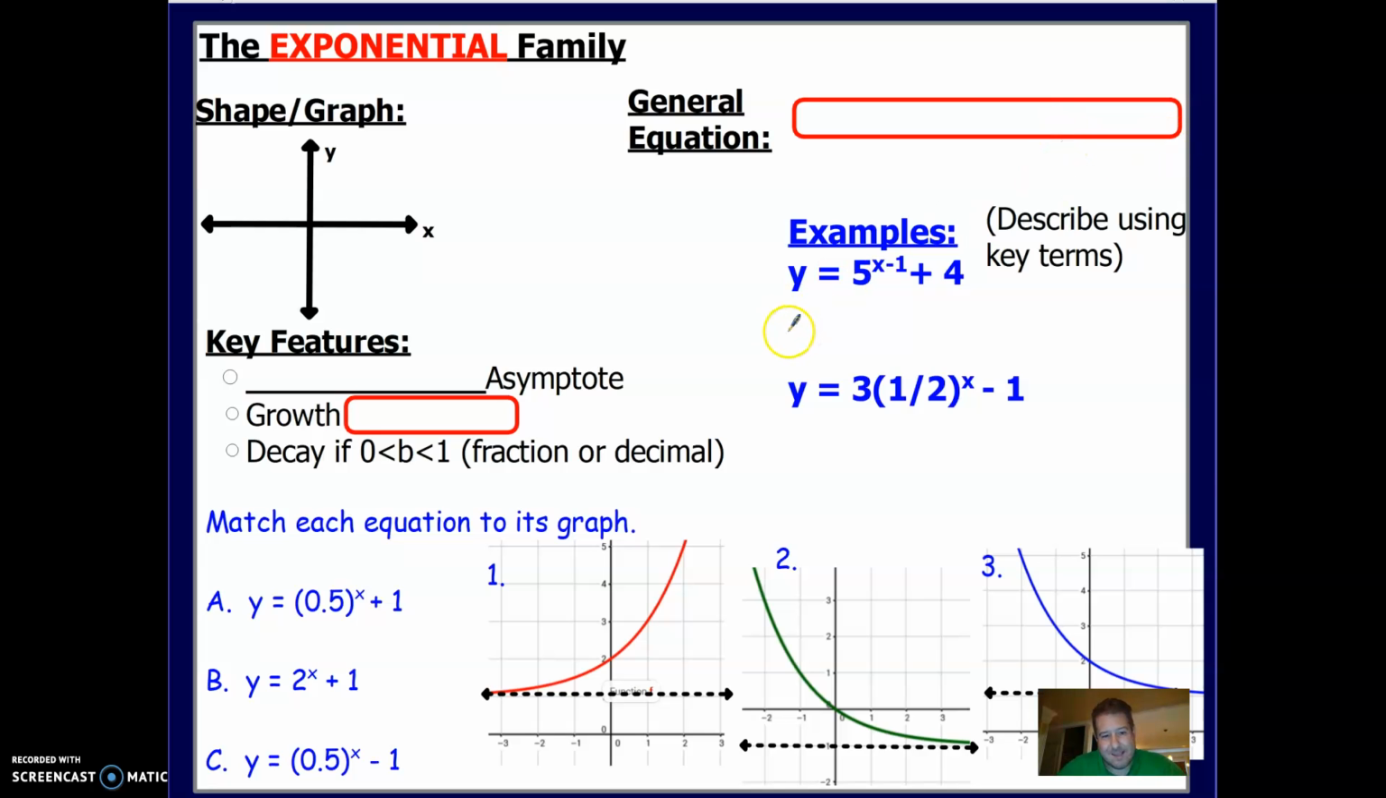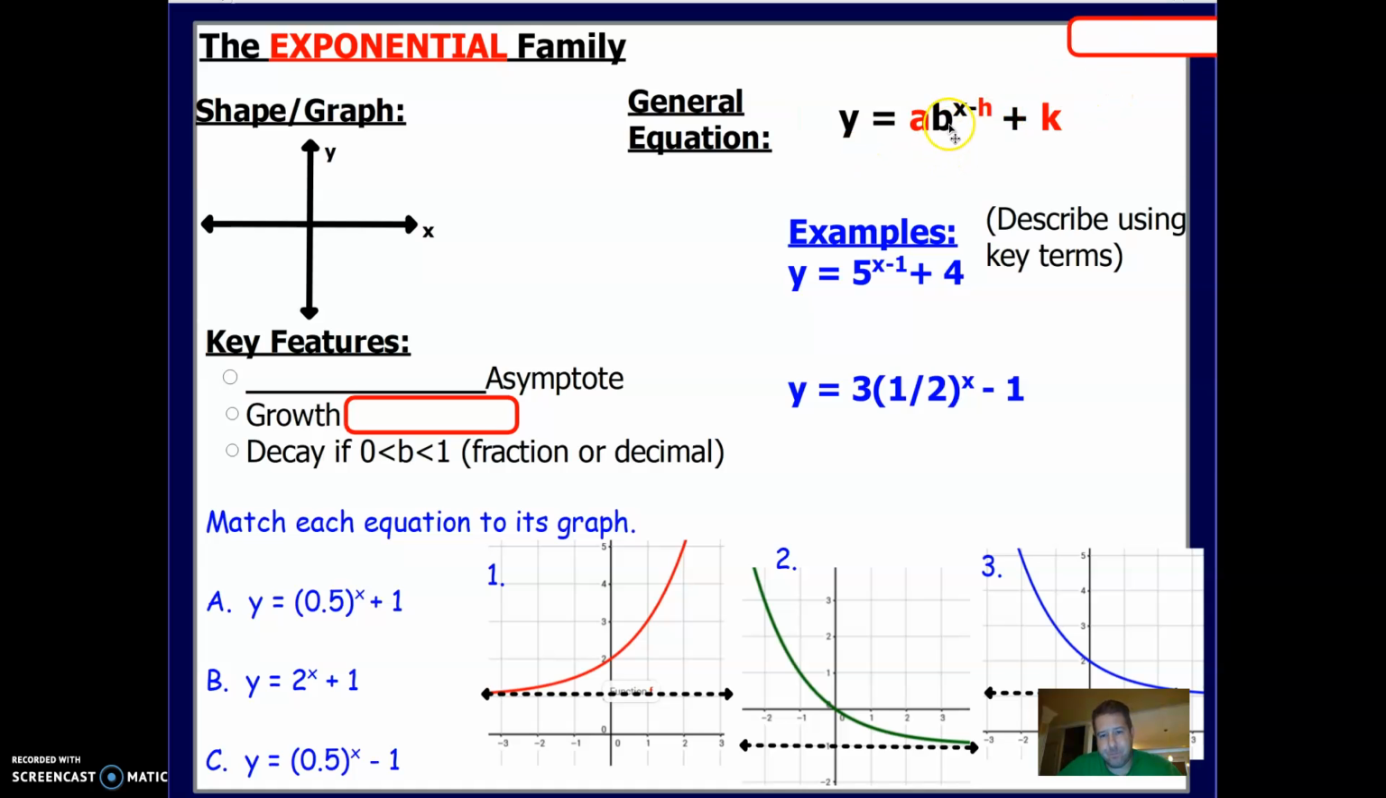Exponential is when x is an exponent. That's a times b to the x minus h plus k format, or I usually use r, for the rate. So a is your y-intercept times the rate to the power of x. That a is the y-intercept, b is the rate, like I just said. So you can just look at these and see, if it's a fraction as the rate, then you know it's going down. It's called exponential decay. And if it's a positive number, then it's exponential growth.